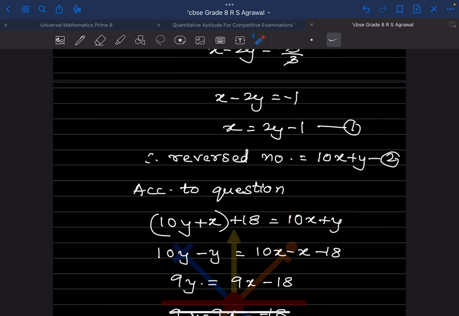So now here, when you solve this, what will you do? 10y and this plus y, you are going to bring it on this side, that will become minus y.